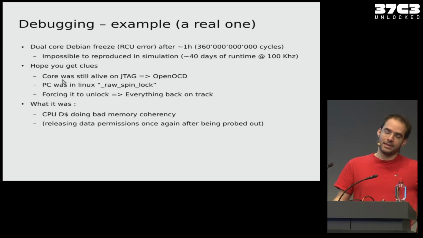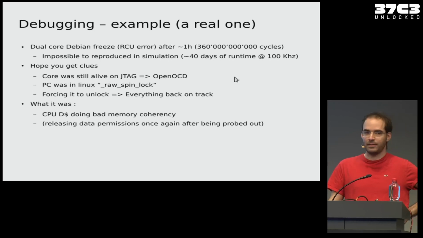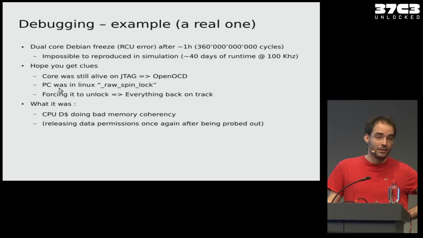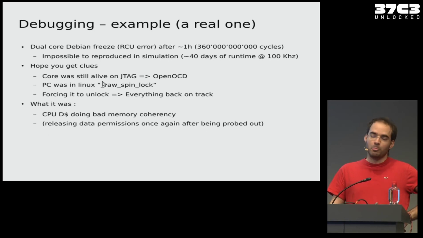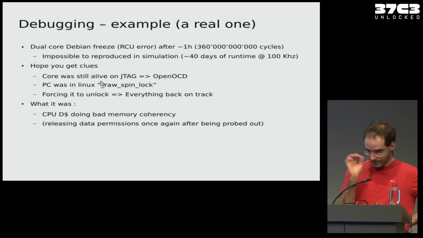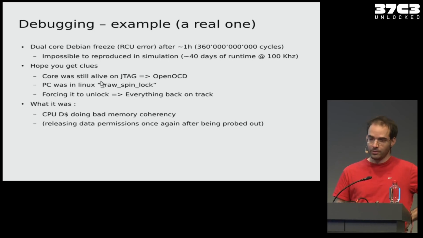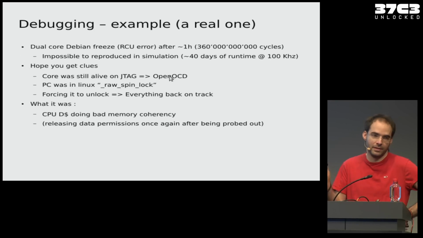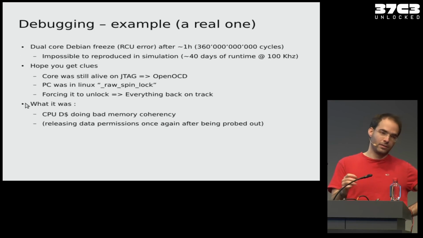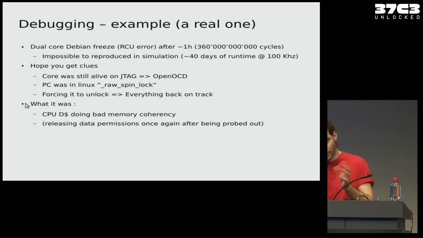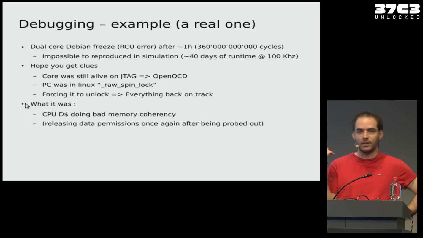And in that case, I was kind of lucky. The core was still alive on JTAG. I could still probe its status with OpenOCD. I could see the program counter, which was stuck in the best function for a thread to get stuck in, the raw spin lock, which is already a good thing. It's not in some random function that went wrong. Really the raw spin lock. And forcing that lock to unlock using OpenOCD, writing the memories, tracking things around, got the CPU back on track.